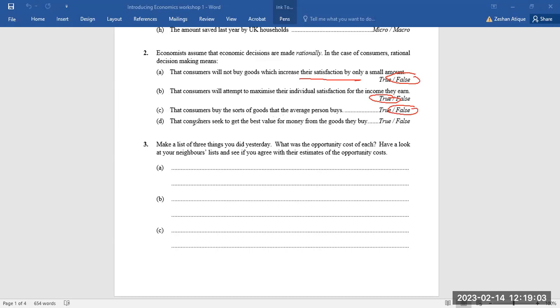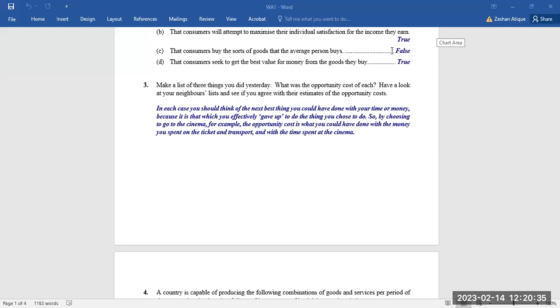The deep part of that particular question is that consumers seek to get the best value for money from the goods that they buy. And that is the basic definition of rationality. That the consumers seek to get the best or maximum value for the money from the goods that they buy. For example, they spend their money on those goods and services that they like the most, or that give them the highest amount of utility.